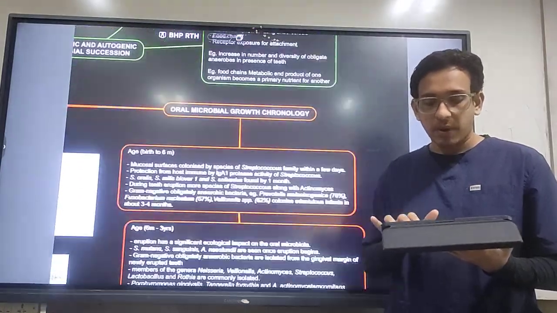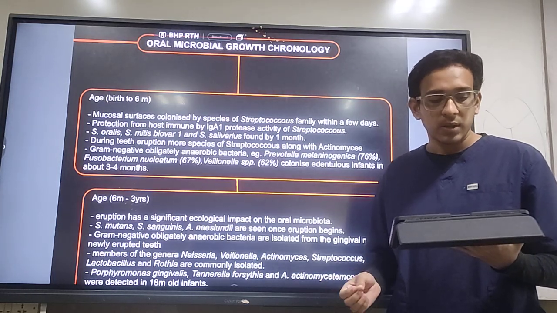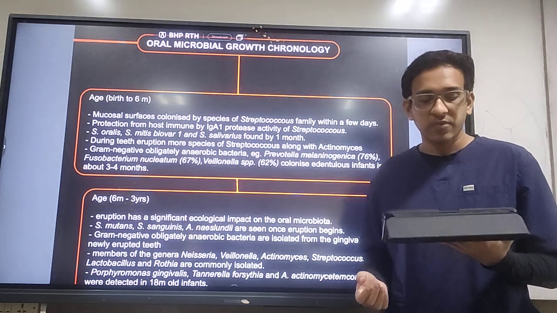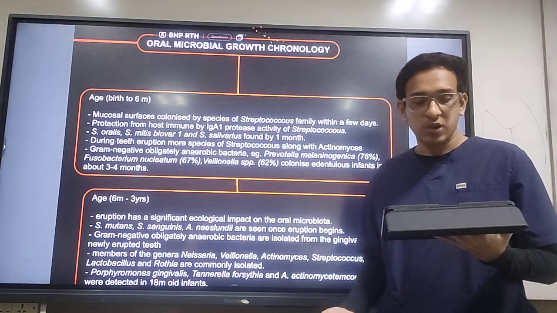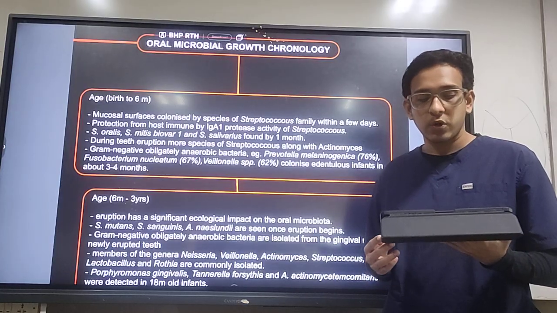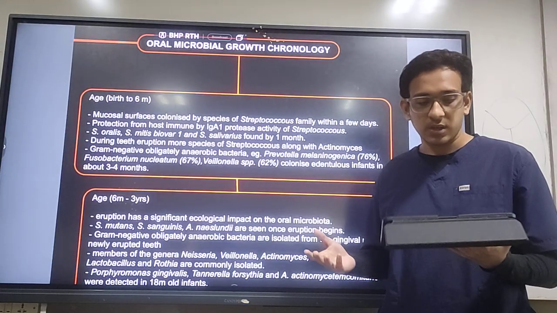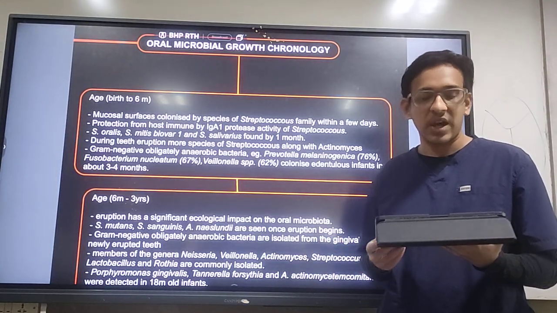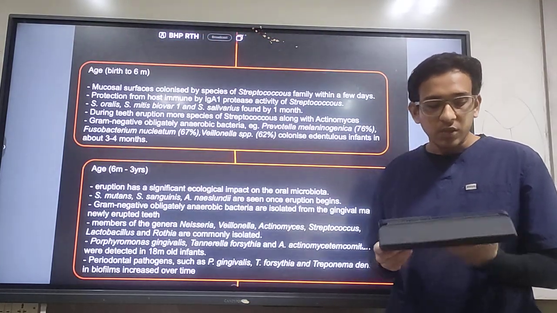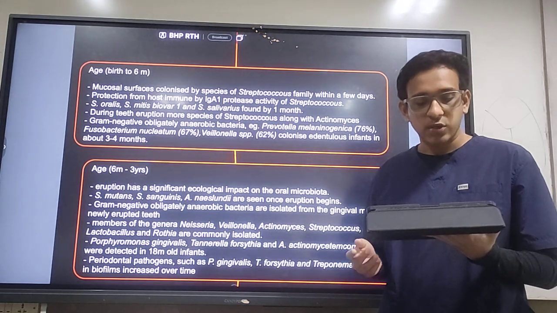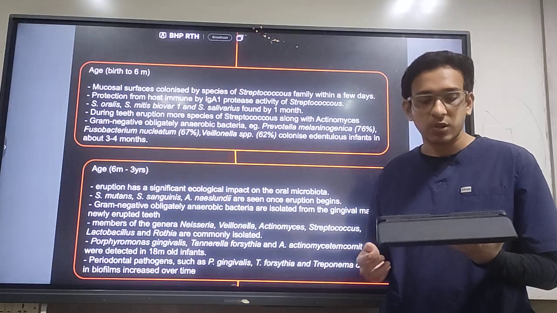Now we'll talk about microbial growth. Starting from birth, mucosal surfaces are colonized by species of the Streptococcus family within a few days after birth. Protection from host immunity by IgA1 protease activity is shown by the microbial Streptococcus, which prevents the immunity from killing the microbes. Streptococcus species such as S. oralis, S. mitis biovar 1 and S. salivarius are found by the first month after birth.